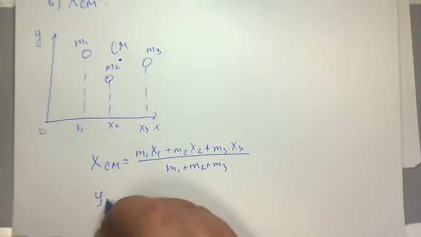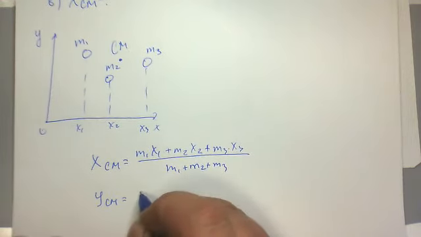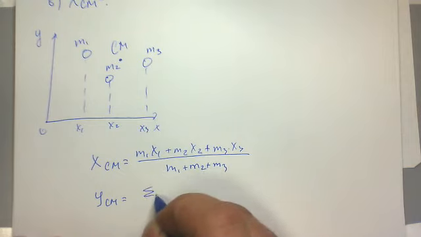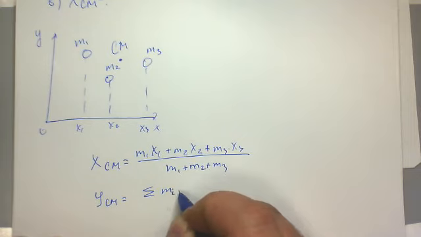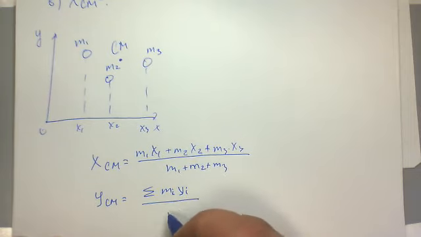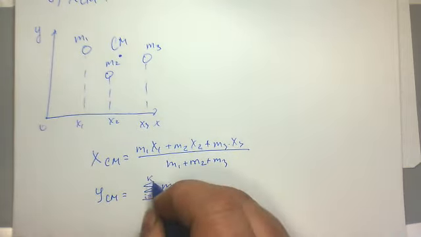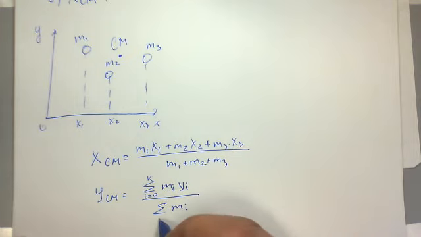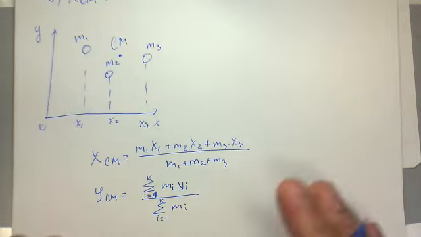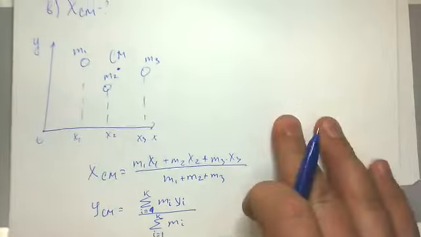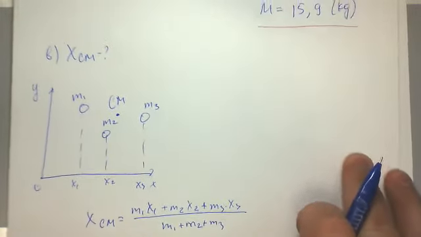The y component is almost the same. So that would be just the sum of m_i y_i over the total mass of the system. So i goes from 1 to k. In this case, k equals 3. This is the same, from 1 to k. So that is for a system of several particles.